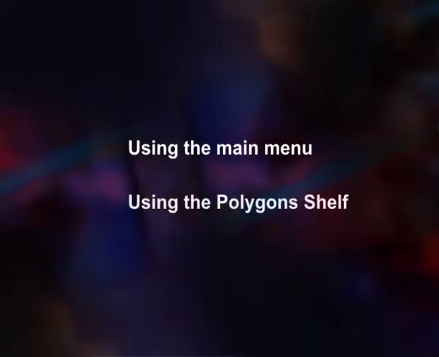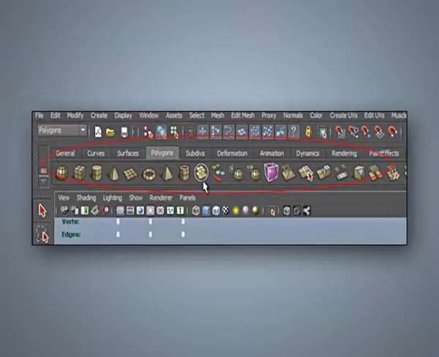In Maya, you can create the polygon primitives using any one of the following methods. Using the main menu, you can create a polygon primitive by selecting it from the Create Polygon Primitives menu. A polygon primitive is created at the origin of the scene. Using the polygons shelf, which lets you quickly create most of the polygon primitives, select the icon of the polygon primitive you would like to create. The primitive is created at the origin of the scene.